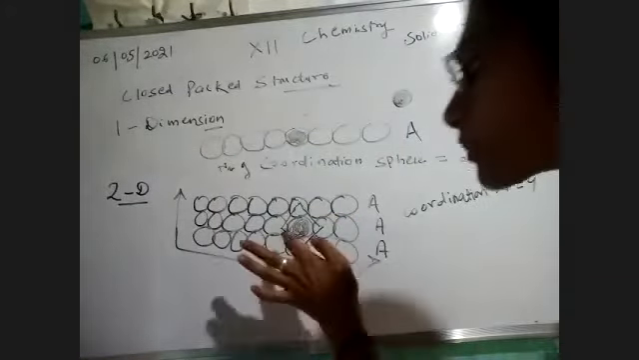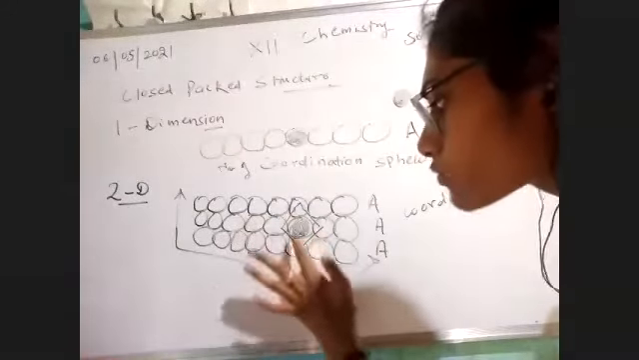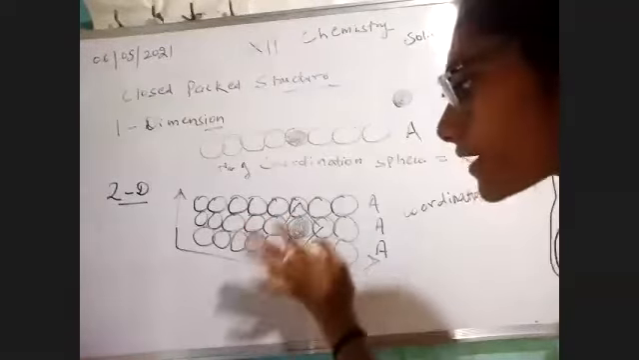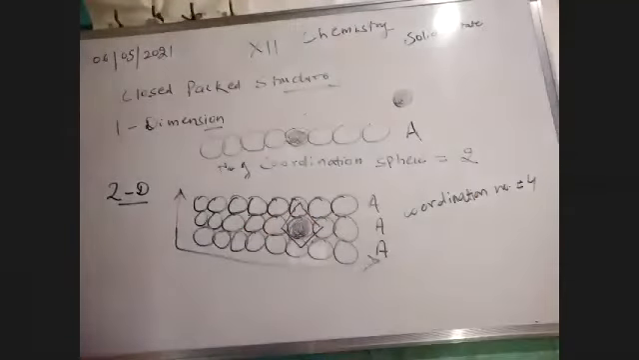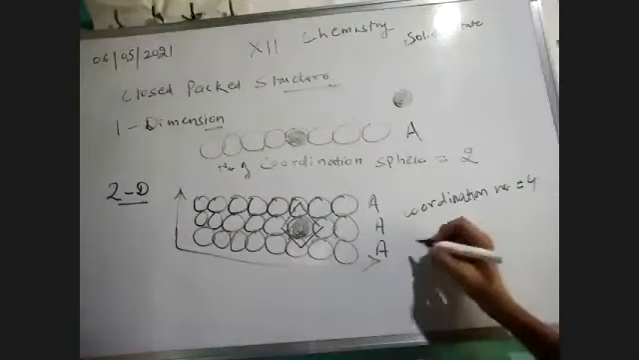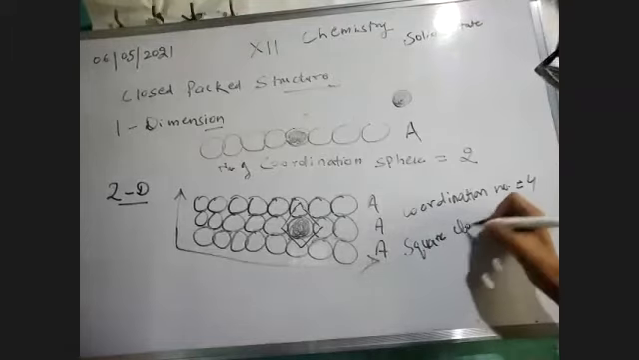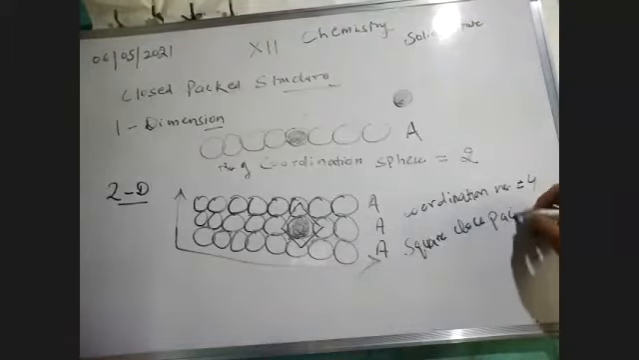And since this is behaving like a square, because we have a total of 4 different atoms present over there, we also call it square close packing. Square close packing.